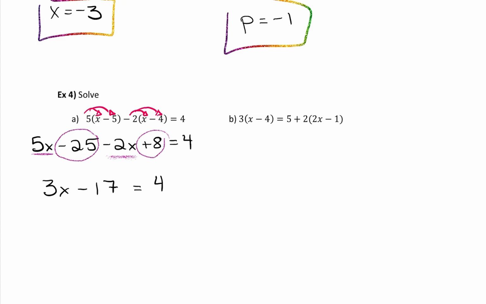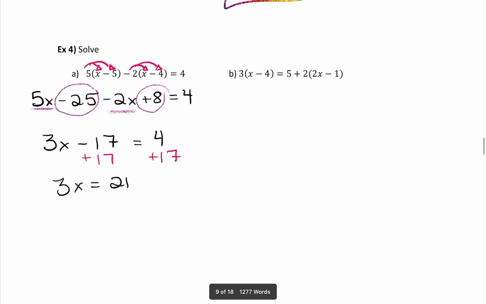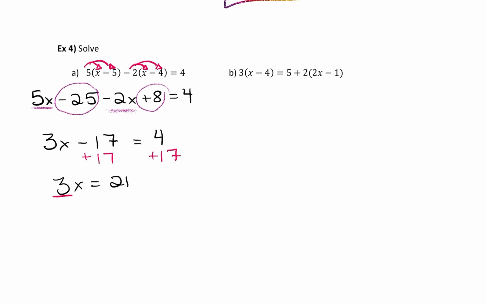Now we need to start moving things around to get x by itself. This is where we start working with the opposites. So to get rid of the minus 17, we're going to plus 17. Now we have 3x equals 21. We're going to divide both sides by 3, and we're left with x equals 7. Don't forget, you can always check your work by taking your answer and plugging it back in to make sure that the left side equals the right side.